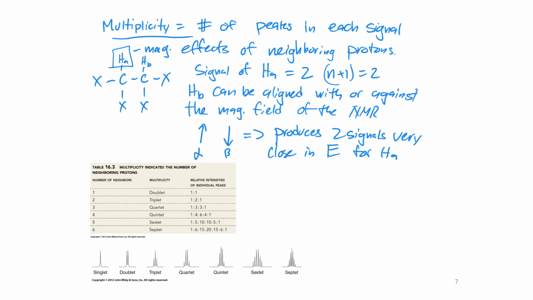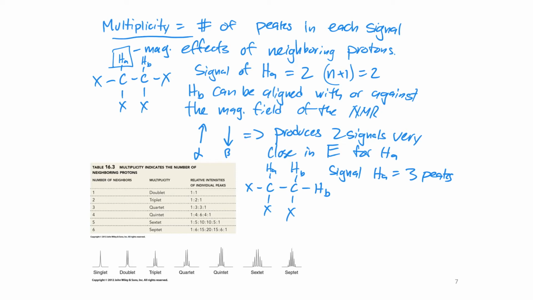If we looked at this setup, what if we have 2 HBs next to our HA? The signal of HA is n+1. N is 2 in this case, so we get 3 peaks. And we get a signal that looks like this triplet here. And you can see how in the doublet, each peak was identical in height. In this case, the triplet has a peak that's half as tall as the middle peak on either side of the middle peak. So we call that a 1:2:1 ratio for that triplet.